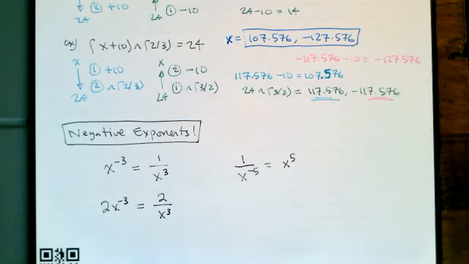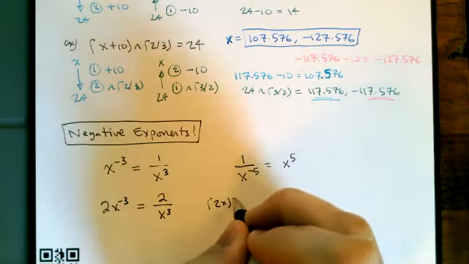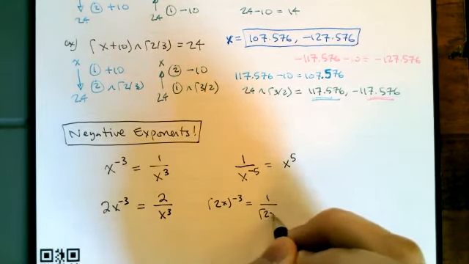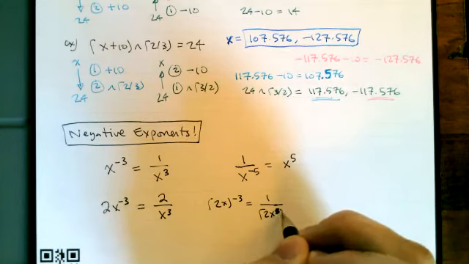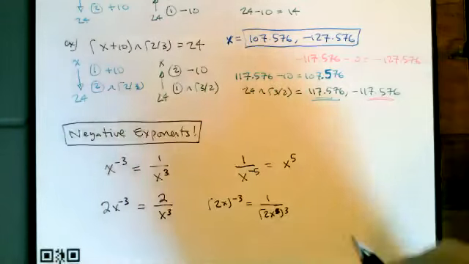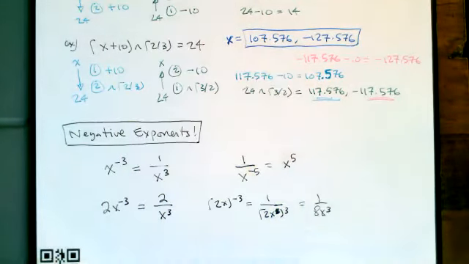If I want the 2 to be included in all this business, I have to write it differently. I have to write 2x all to the -3. Then that would mean to move the whole thing down to the denominator, where we could simplify it and we would have 1 over 8x to the third.